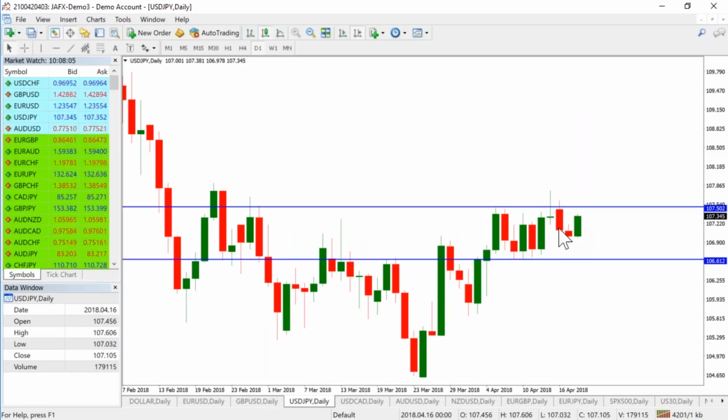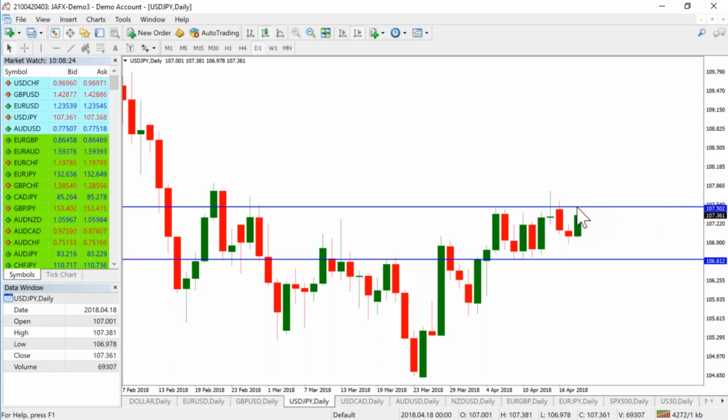Okay, so that's the pound dollar, the dollar yen. So you can see what's happening. We literally have 2 weeks of sideways moving price action. So you must bear that in mind if trading the dollar yen. We're getting quite a nice bullish day today.